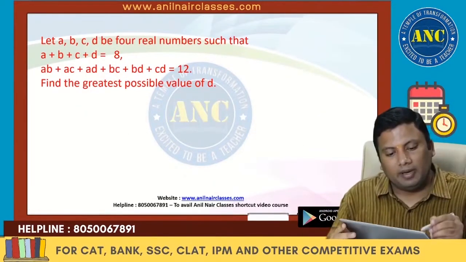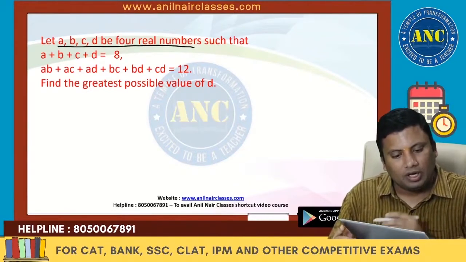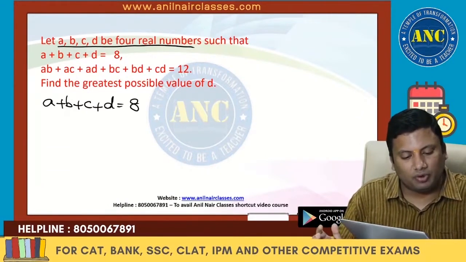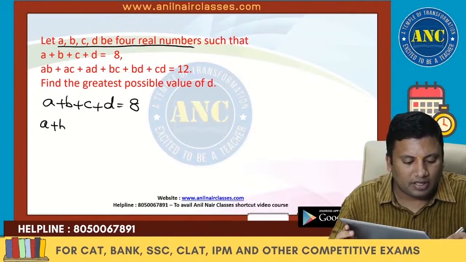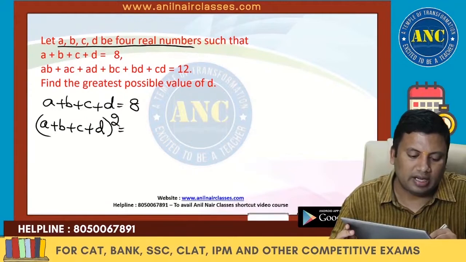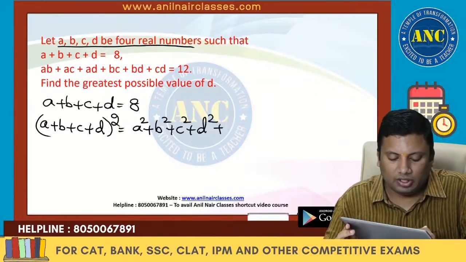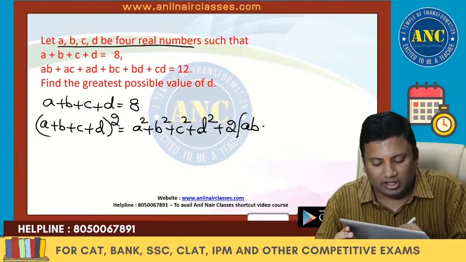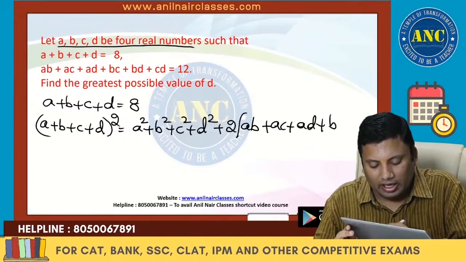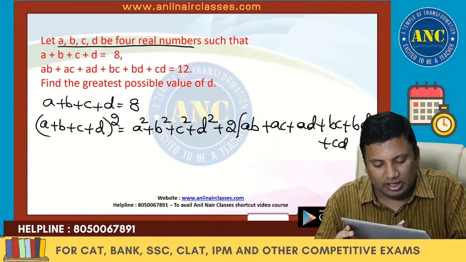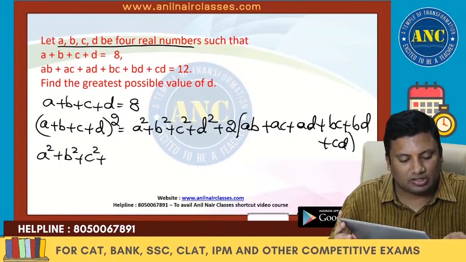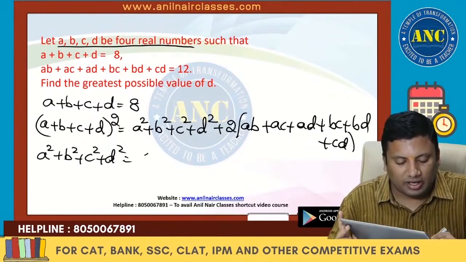Next one. Let a, b, c, d be 4 real numbers. a plus b plus c plus d is 8, and ab plus ac, the combinations of 2, is given. So I will do (a plus b plus c plus d) whole square, which is a square plus b square plus c square plus d square plus 2 into the entire combinations of 2. 4 variables, 4C2, so I should get 6 combinations: ab, ac, ad, bc, bd and cd. So a square plus b square plus c square plus d square is 64 minus 24, which is 40.